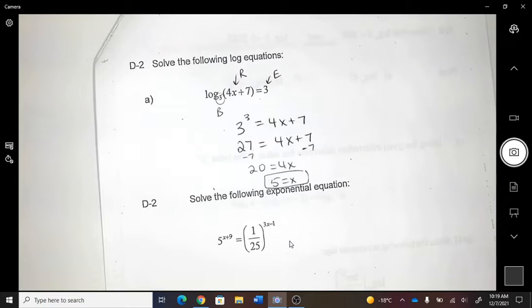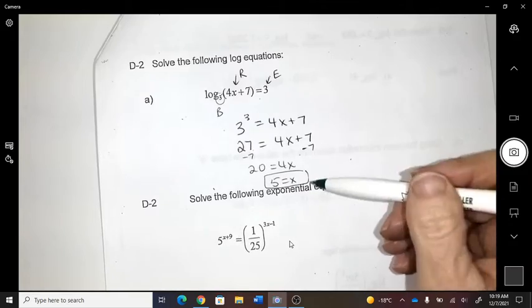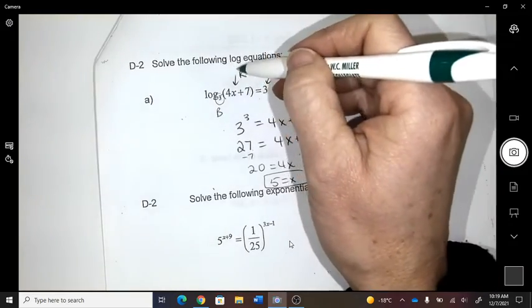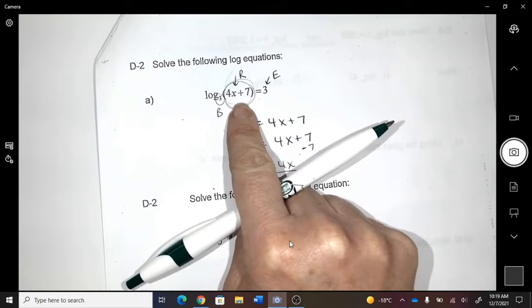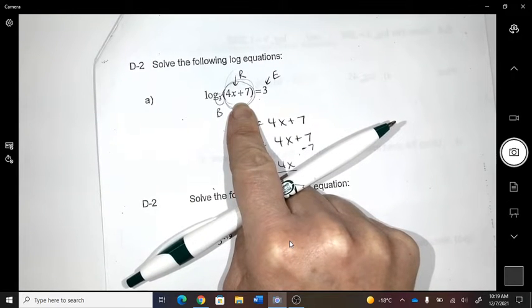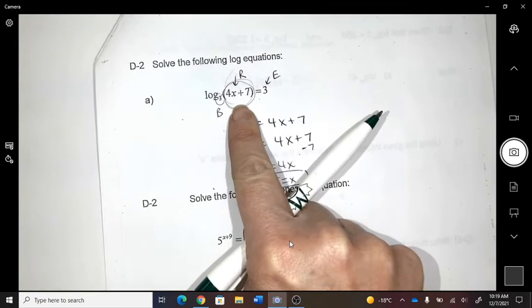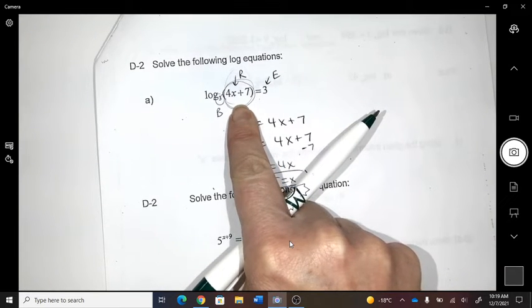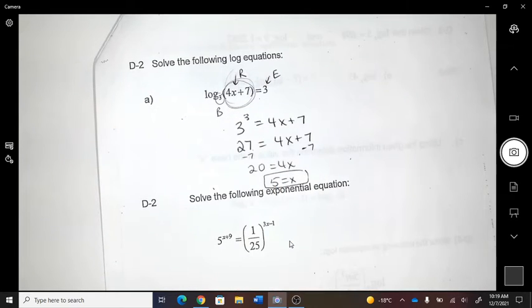Okay, we need to always check with logs though. When we have an answer here, a solution, we need to understand that this result always has to be positive. So is 5 an answer that we can keep? Yeah, because if I plug it in, 4 times 5 plus 7, that's positive, so it's good.